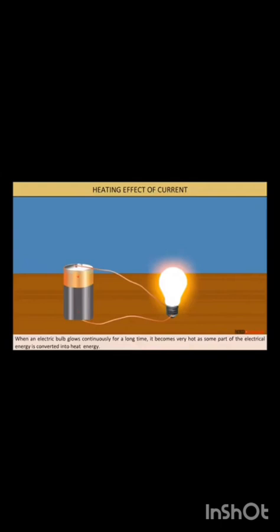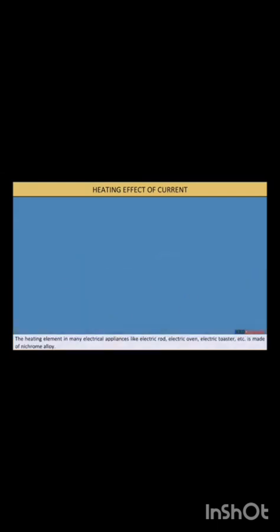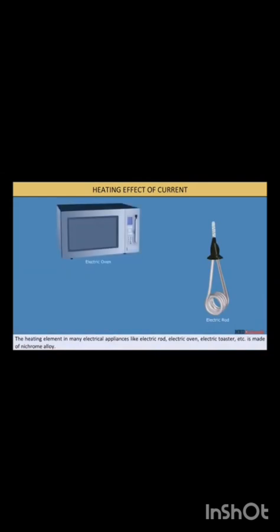Heating effect of current. When an electric bulb glows continuously for a long time, it becomes very hot as some part of the electrical energy is converted into heat energy. This is known as heating effect of current. The heating element in many electrical appliances like electric rod, electric oven, electric toaster, etc. is made of nichrome alloy.